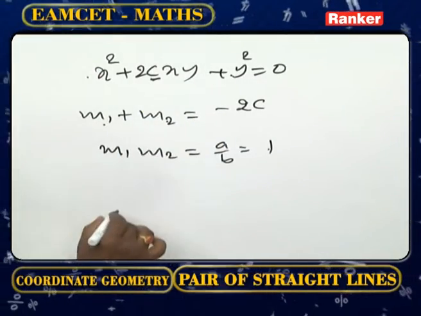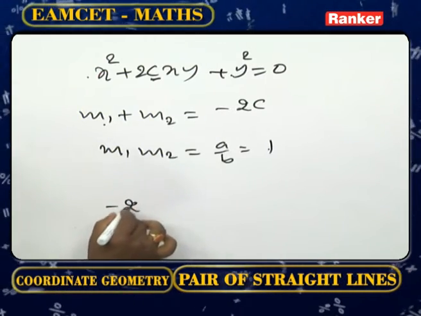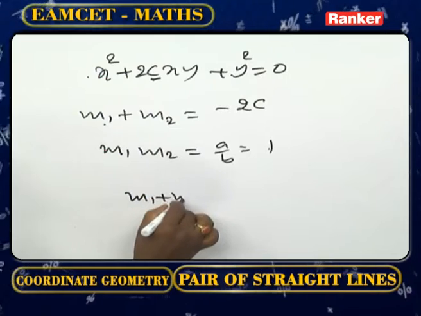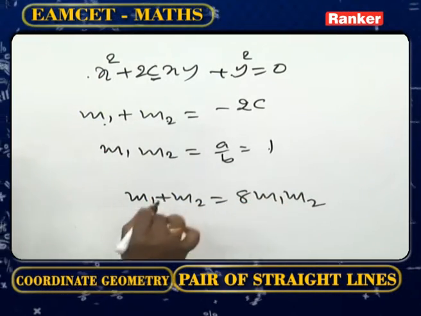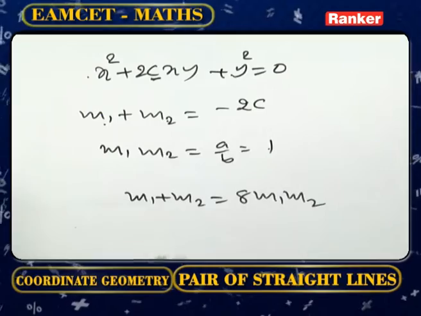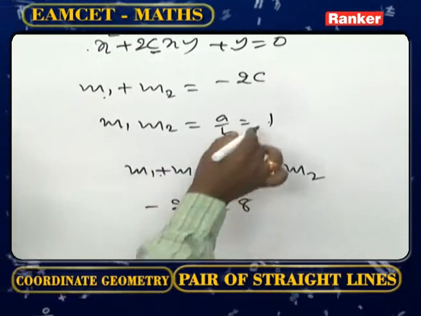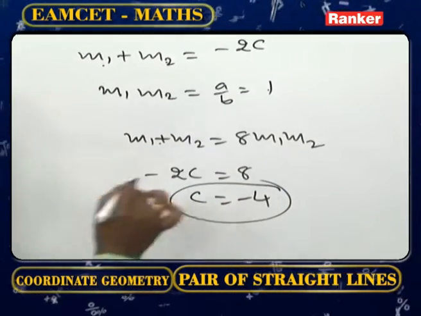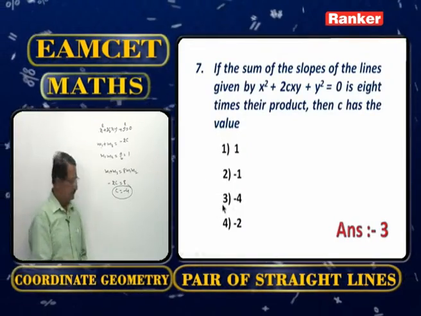Now, sum of slopes equals minus 2c. By the given condition, sum of slopes equals 8 times product of slopes. But sum of slopes equals minus 2c, that equals 8 into product of slopes 1. Then c equals minus 4. The value of c equals minus 4. Then third option is the correct.